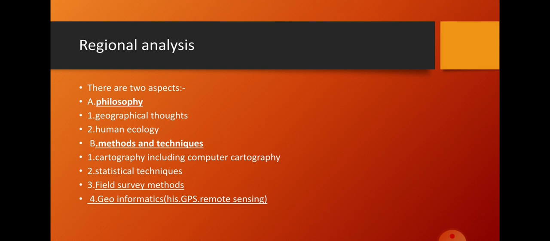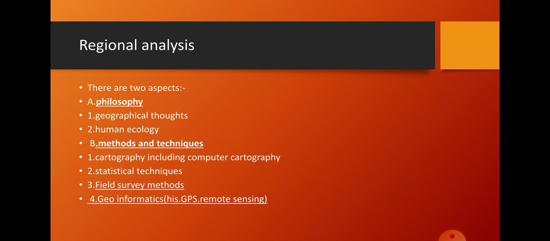Next one is the field survey. In the field survey method, we go to the place, we directly visit that place, and we get the information about that place. It could be a socio-economic field survey, a river survey, a mountain survey, anything. And the last one that we have is geoinformatics.